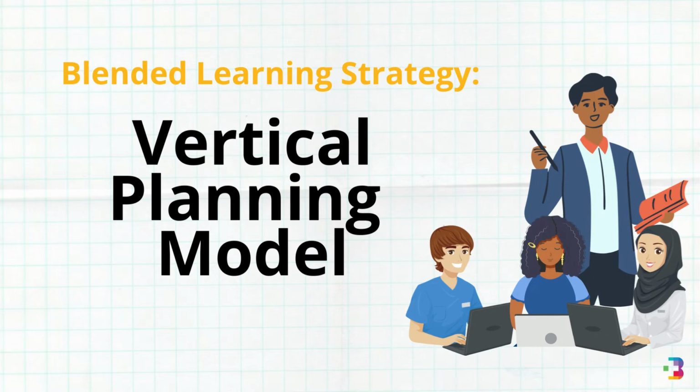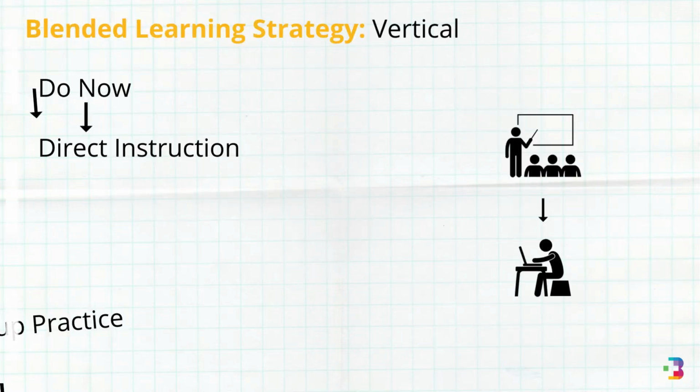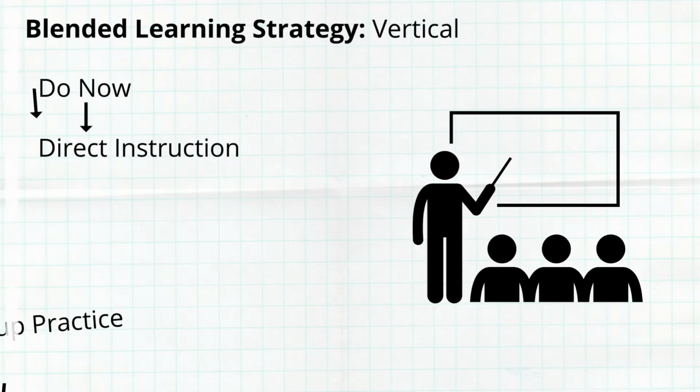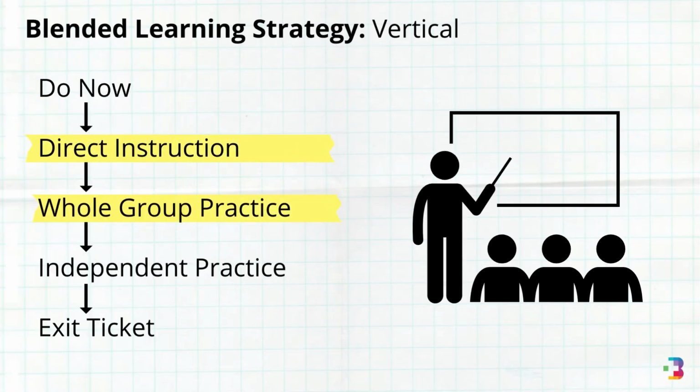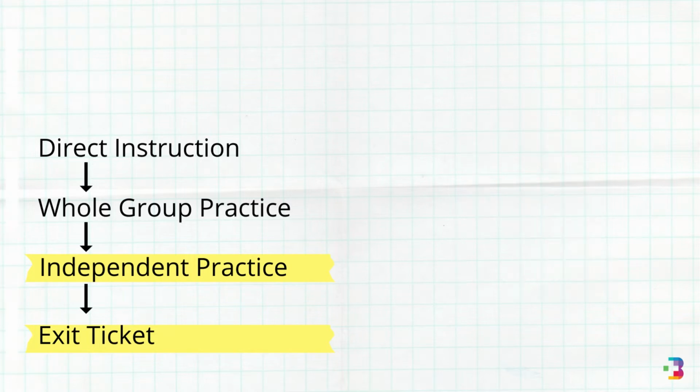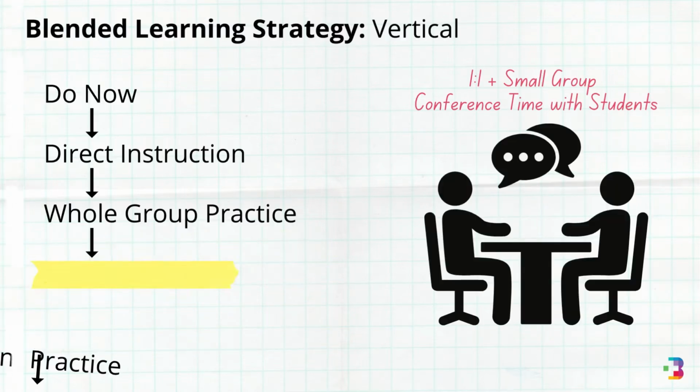A vertical planning approach to blended learning is very closely aligned to the traditional teacher-led instructional model. This approach works well when the content is linear, and the teacher can use an example before asking students to complete tasks on their own. After a student arrival activity or do now, teachers lead direct instruction and whole group practice. Then, they integrate digital content and experiences and a closing reflection or assessment activity. Students complete these tasks independently.